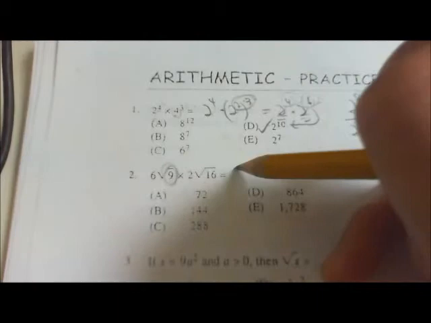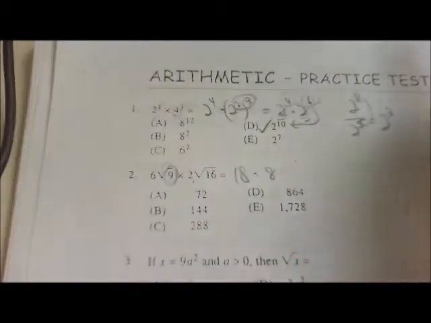This one is 3, simple. So this is 3. So 6 times 3, this is 3, 3 is 18. Times 2 times 4 is 8. 18 times 8 is 144.